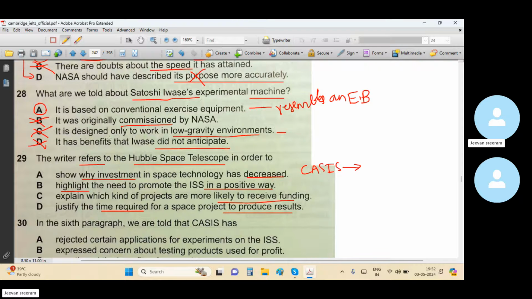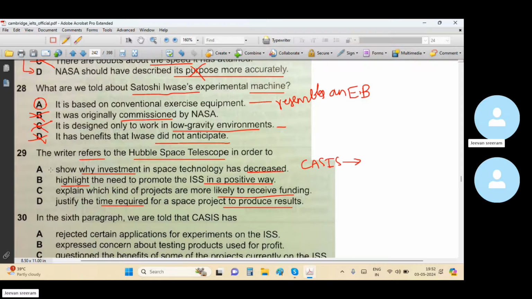Let's see one option after another. The first option, show why investment in space technology has decreased. So this is not the right option at all, because the passage does not link the discussion of the Hubble Space Telescope to overall investment trends in space technology. It is more focused on comparative output in scientific research between ISS and Hubble Space Telescope. So A goes out.